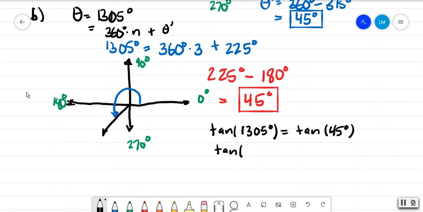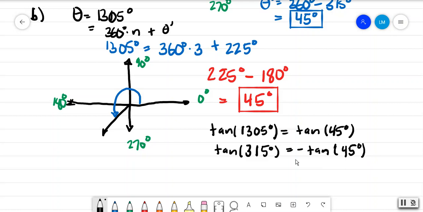315. You would have that tangent of 315 would be negative tangent of 45. And these are some questions that you should ask yourself, to see how that works, because these are questions that you might run into.